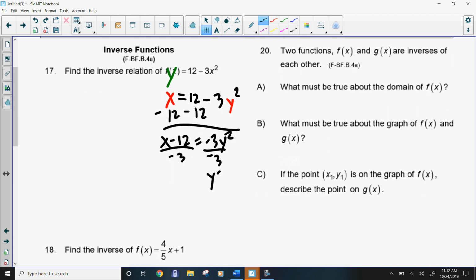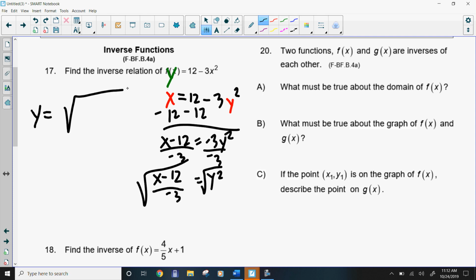And then I have y squared equals x minus 12 over minus 3. Last step is to square root it. So that means that y equals square root x minus 12 all over negative 3. And technically, there's supposed to be a plus and minus in front of this. And because it's the inverse, we put a negative 1, and then that's our answer.